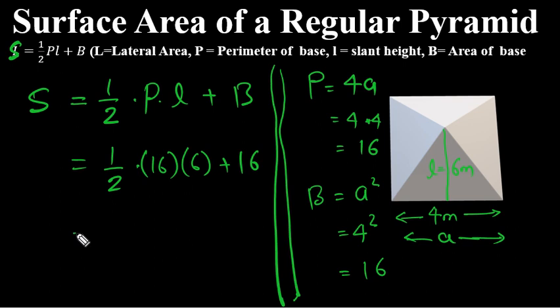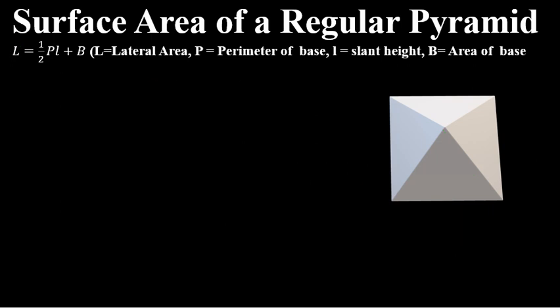Now you just have to solve this. 6 divided by 2 is 3, and 16 times 3 is 48, plus 16 gives you 64 meters squared. This is how you find the surface area of a regular pyramid. We are talking about a regular pyramid. If it is a hexagon pyramid or pentagon pyramid, then the perimeter will be the sum of the sides, and you will have to find the area for that one. That will be a different type of question, but you can try them by yourself.